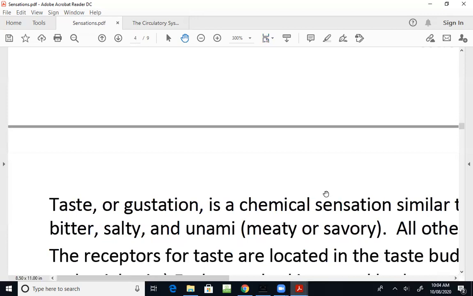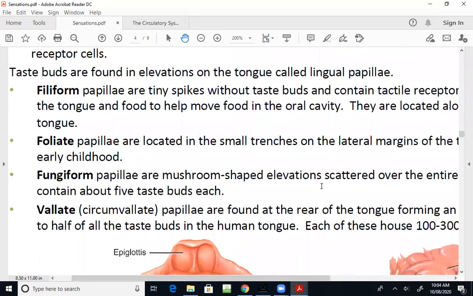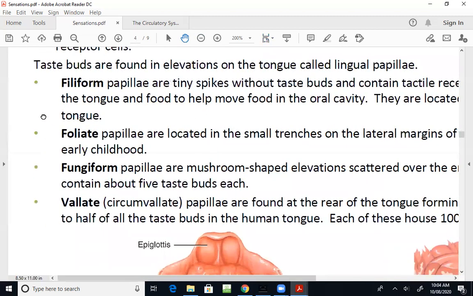Okay, let's move on to taste, which, as you'll find out, is actually super similar to the sense of smell. Instead of taking place in our nose, the cells that help us with taste are located in our taste buds, most of which are found in our tongue. Talk about taste buds here in a minute. Let you finish writing here first.